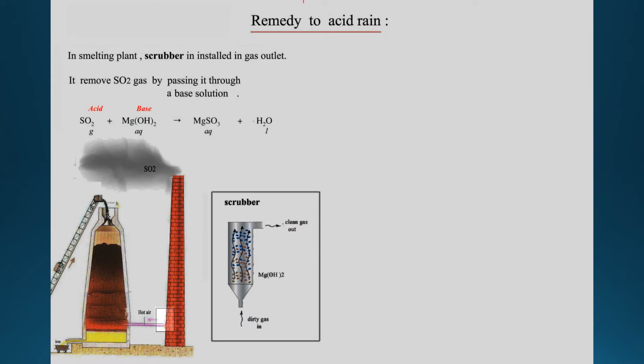When the sulfur dioxide gets pushed up, it goes through the magnesium hydroxide. This magnesium hydroxide solution is a strong base. So when strong acid mixes with strong base, they neutralize each other, and then what is released comes out as clean air, clean gas, because this is an acid-base neutralizing reaction.